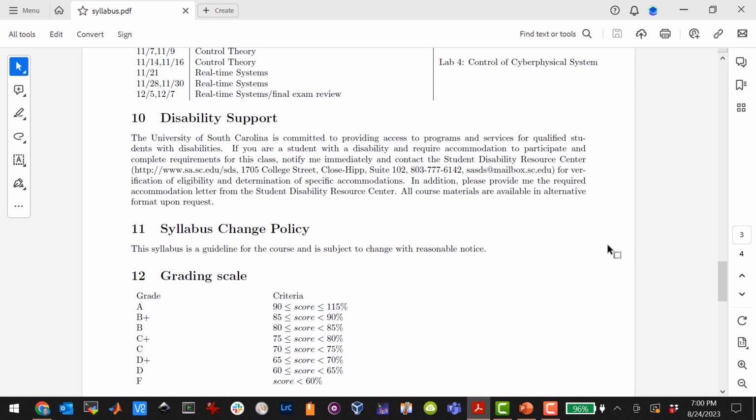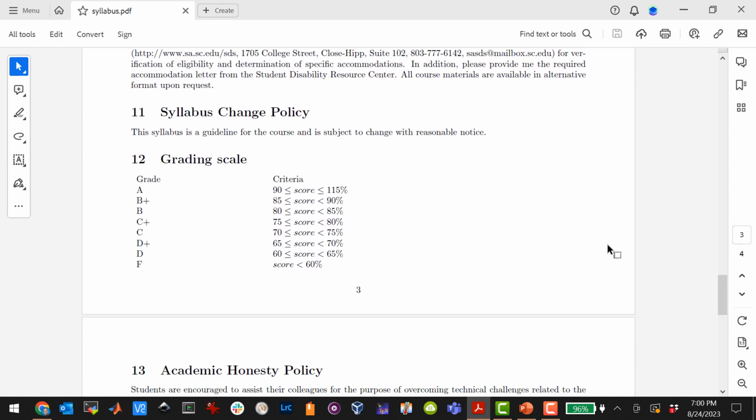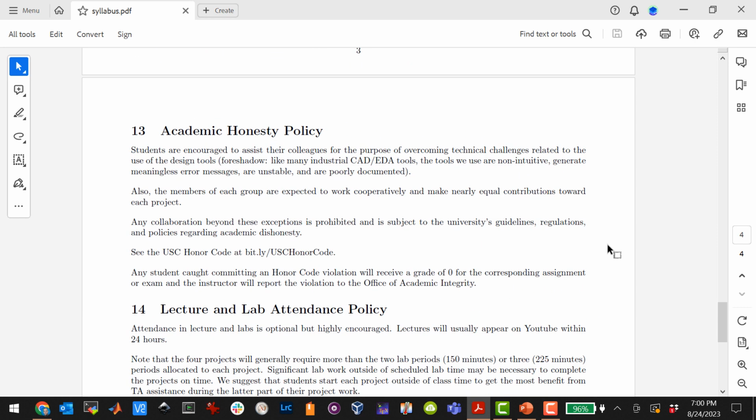Section 10 is what you need to do if you have a disability that you need support for. Section 11 says that we may update the syllabus, but I'll give you notice if we do, usually just because there's bugs or the university shuts down for a pandemic or something like that. We may need to update the syllabus, and I'll let you know. Section 12 is the grading scale. I use the same grading scale everyone else does.